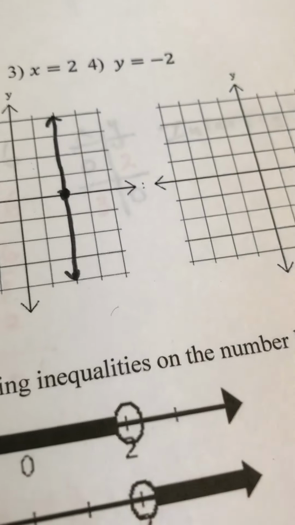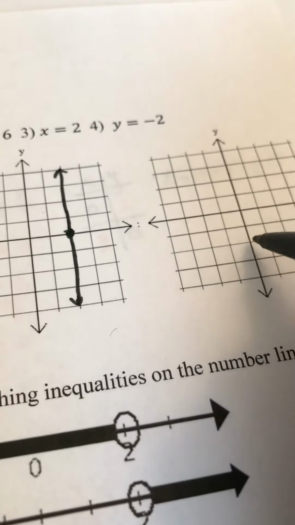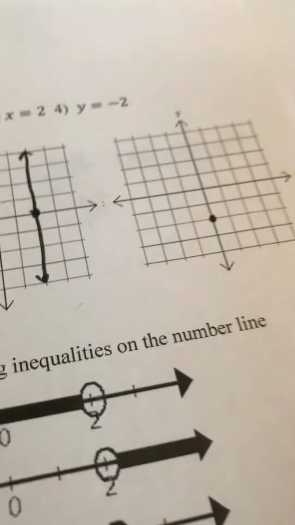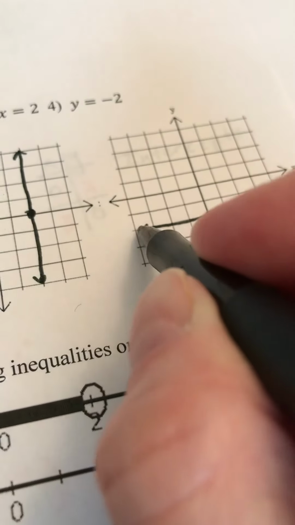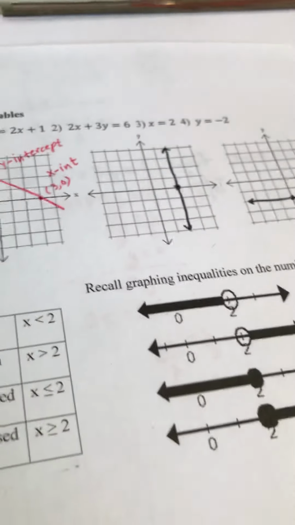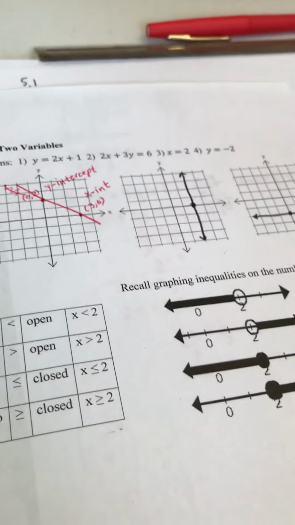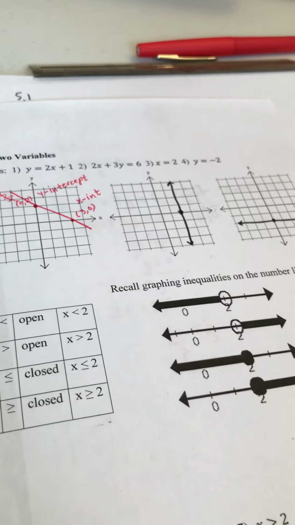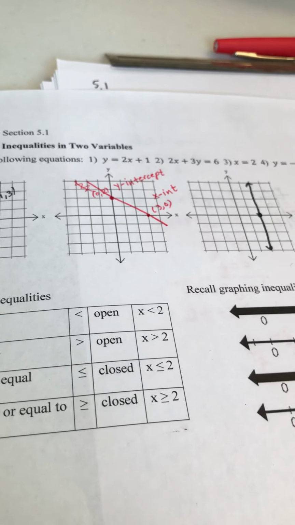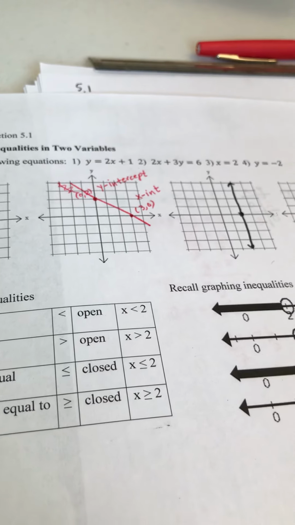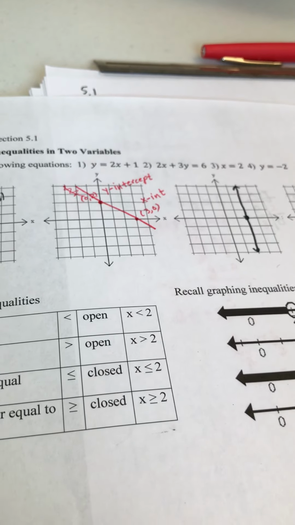And over here, y equals negative 2. So find y equal negative 2. It's right here. And then y equal negative 2, we're going to draw a horizontal line. And that right there is just a review of graphing equations. Now I'm going to stop this video and I'll get back to you on graphing the inequalities.